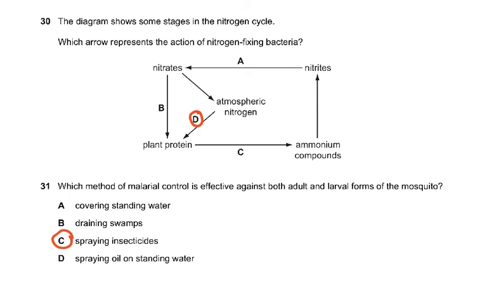Then coming to question number 30. The diagram shows some stages in the nitrogen cycle. Which arrow represents the action of nitrogen fixing bacteria? So the arrow has to come out of atmospheric nitrogen, and it has to go to plant protein. There weren't many arrows coming out of atmospheric nitrogen, there's only one, and the answer to that was D.